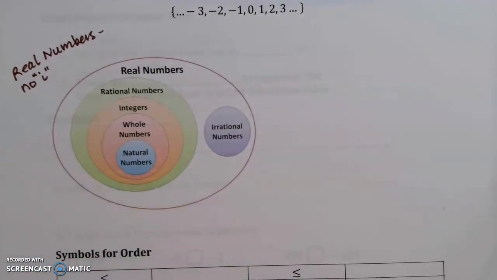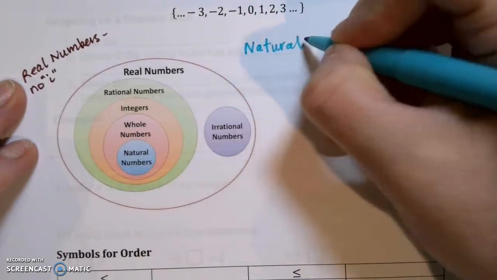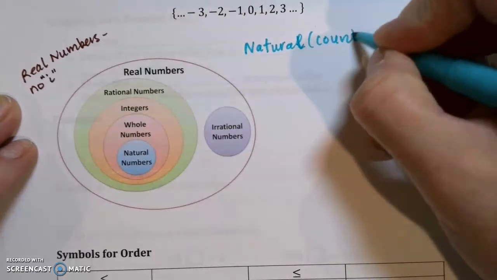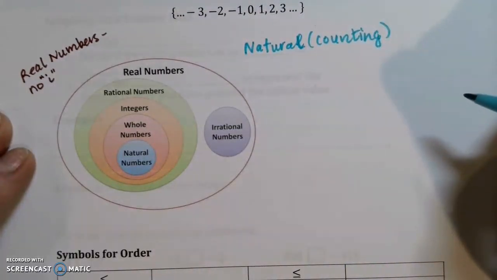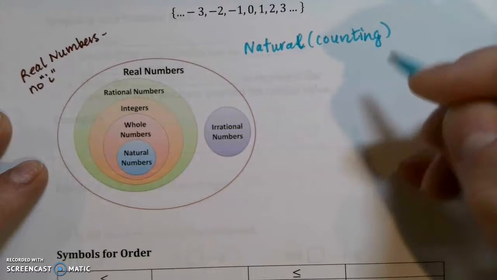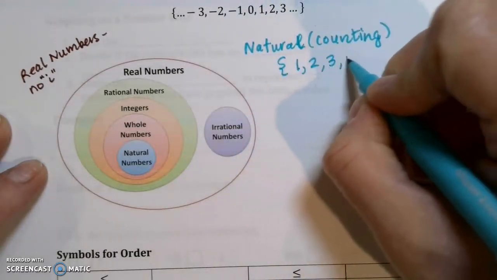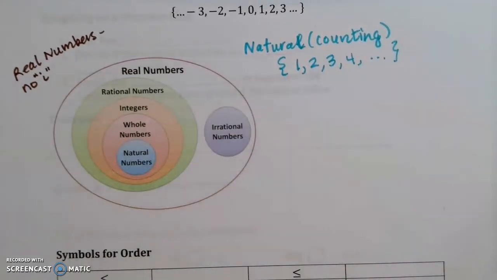So the natural numbers, I will sometimes call those counting numbers. You'll see that in other books too. You just think about counting. When we count spaces on a board game, you always start with 1. So the natural numbers are going to be 1, 2, 3, 4, and so on, out to infinity.